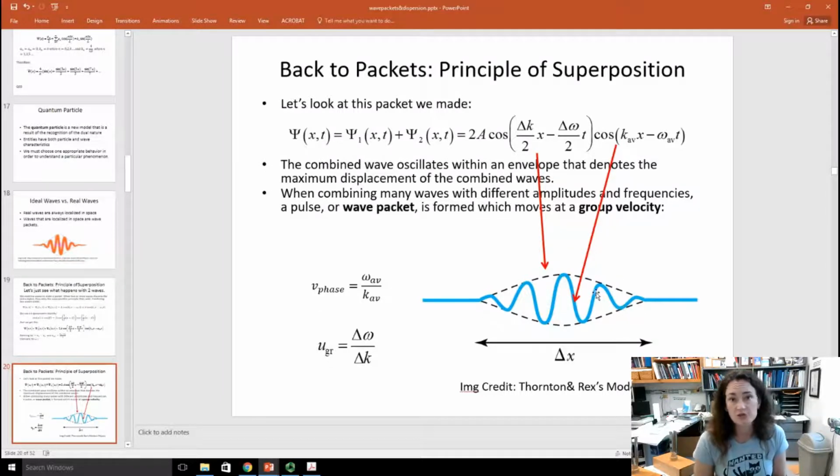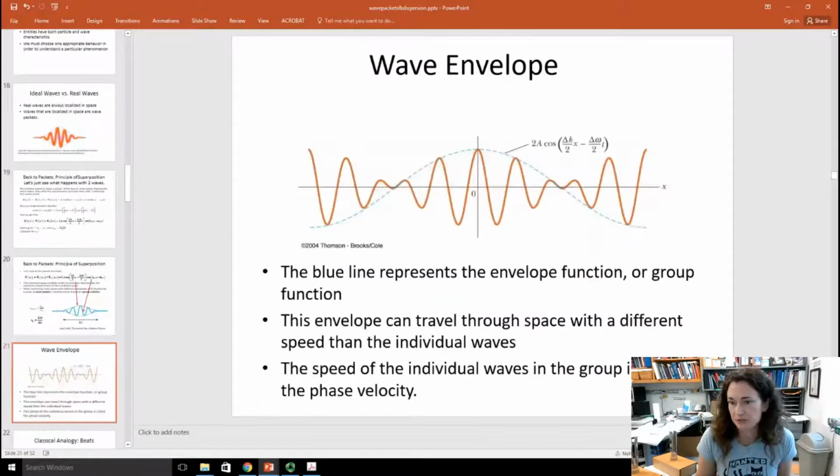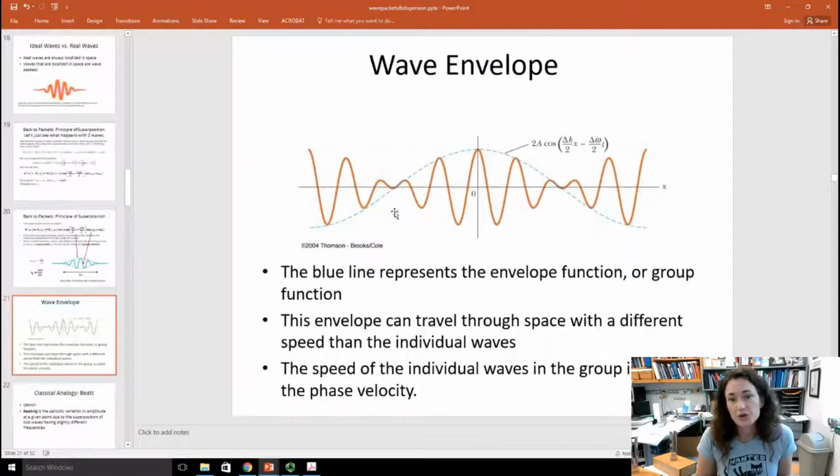Now, these two numbers don't necessarily, of course, have to be the same. The group and the phase velocities can be different numbers. We'll come back to that idea in just a minute. So here's another picture of the envelope, indicated by the dashed line, and of course they can travel at different speeds.